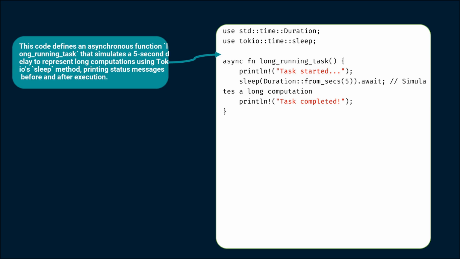Next, we define an asynchronous function named long_running_task. Inside this function, we first print a message indicating that the task has started. This output informs users that the operation is in progress.